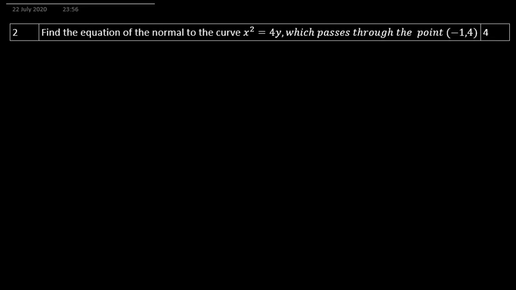So find the equation of normal to the curve. The normal must pass through minus 1 comma 4, and normal to the curve means it should intersect the curve at one point. So we have to see how the normal will be. Sometimes it is better, if we can plot the graph of the equation, to plot it. So in the solution, first I will plot the graph.